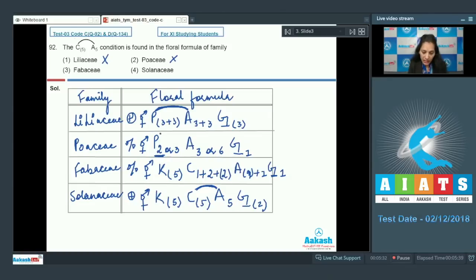Third is Fabaceae. In case of Fabaceae, you can see corolla is there, androecium is there, but they do not show epipetalous condition. So this option is ruled out. The last is Solanaceae. In case of Solanaceae, you can find out that corolla is attached to androecium, or androecium is attached to the corolla, making the epipetalous condition. So this is the characteristic feature of the family Solanaceae. So the correct option for the given question is option number 4. Let's move on to the next question.